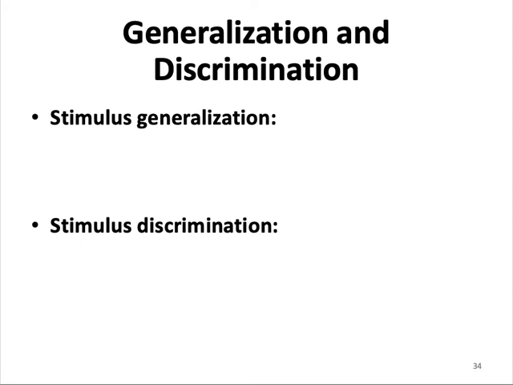Then there's stimulus discrimination. This is a differentiation between two similar stimuli when only one of them is consistently associated with the unconditioned stimulus. For example, plants look similar, but we learn how to avoid poison ivy.